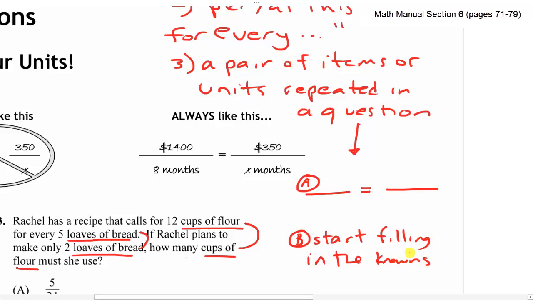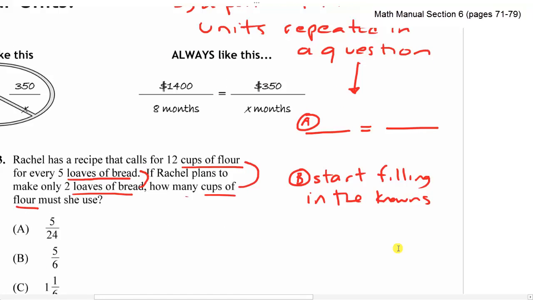Okay, we've got 4 places in our proportion. We've got 1, 2, 3, 4 spots. We're going to start filling in our knowns, and then we're just going to put an unknown, a variable, in the spot that we don't know. And the only other thing we need to remember in that step that is extremely important is to write your units. It talks about writing units up at the top of the page.